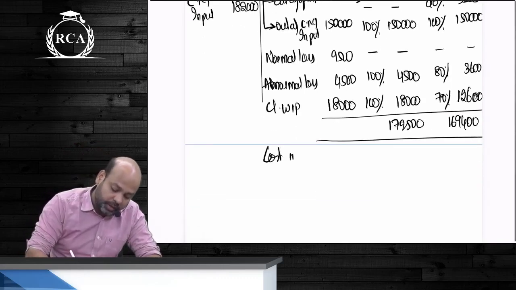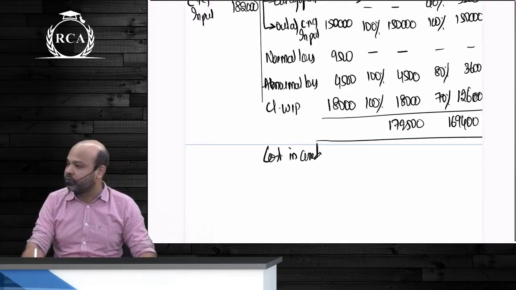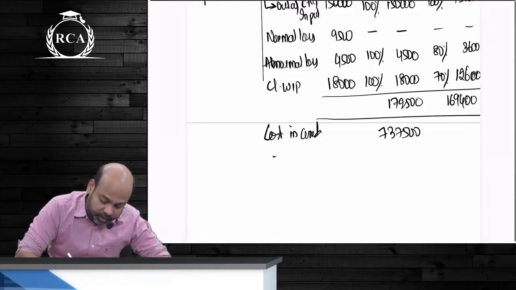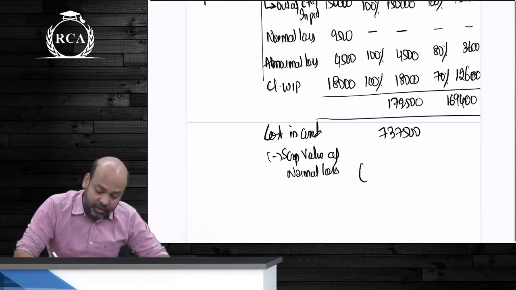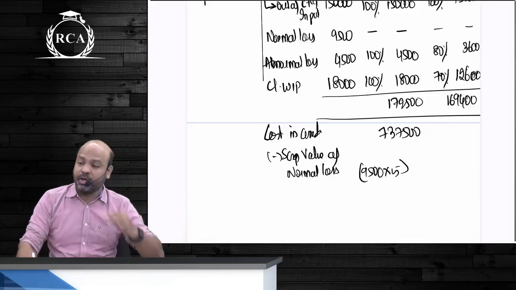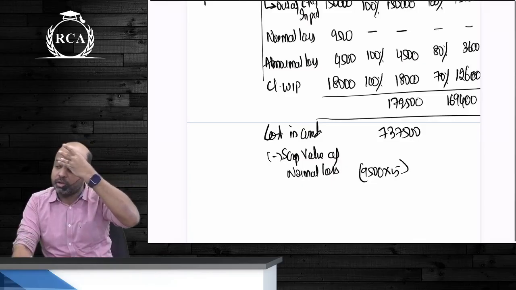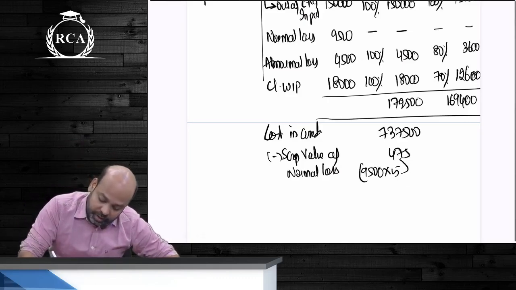In cost incurred, should I take the cost incurred on opening work in progress also? Minus scrap value of normal loss. How much will I write for scrap value of normal loss? 9,500 units at the rate of. In the question it says to be adjusted out of direct material cost, but he doesn't have to specify that. It is always adjusted out of direct material cost only. Yes or no? 47,000.